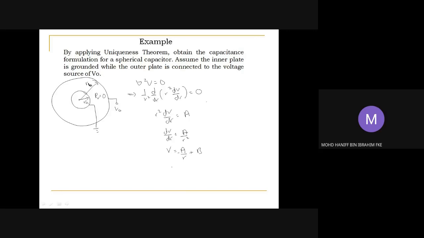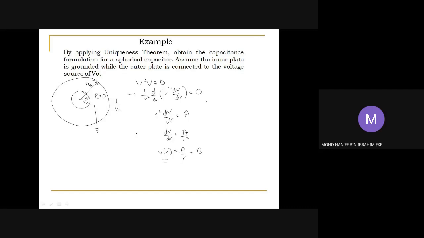Okay, so that should be our potential V. Yeah, potential V, which is the potential V change with regard to R, the radius of your spherical capacitor. Okay, so we managed to find the V(R) now.